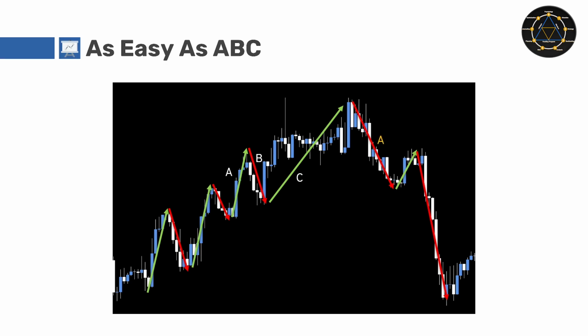We can then call this an A because the next move is a small up move, which is a B. And then you get this big movement here, which is a C. So this is an ABC to the upside, a bullish ABC, transitioning into a bearish ABC to the downside.